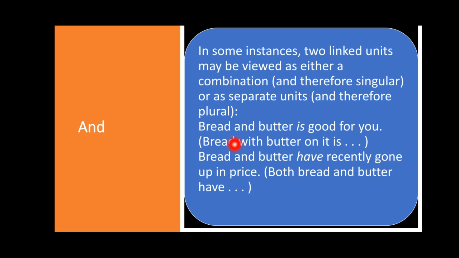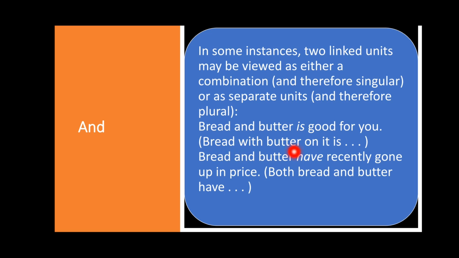For example, bread and butter is good for you. So here, bread and butter are taken as a combination. These two units are there and they are linked with the help of the conjunction and. But these two units are viewed as a combination. That's why a singular verb is used here.